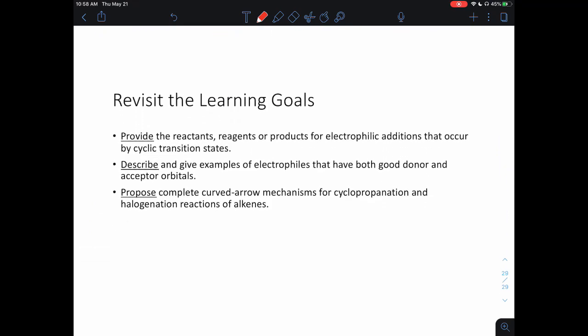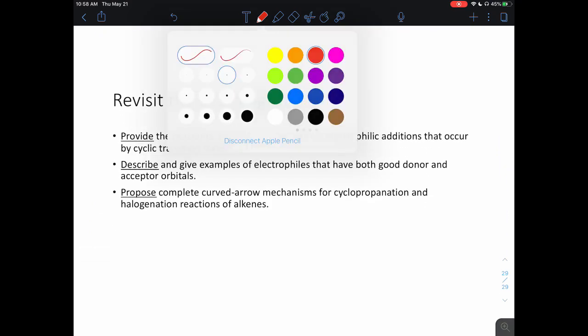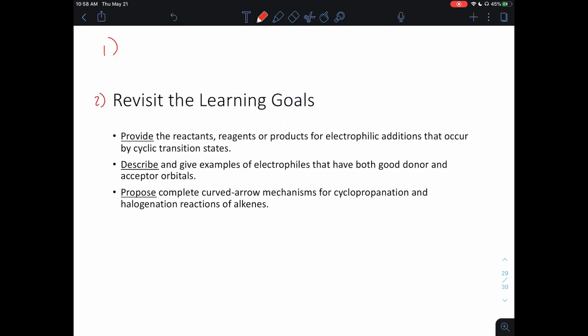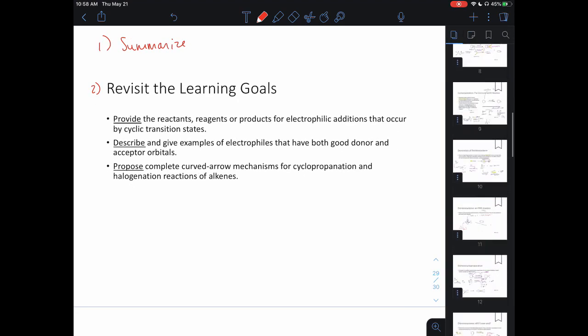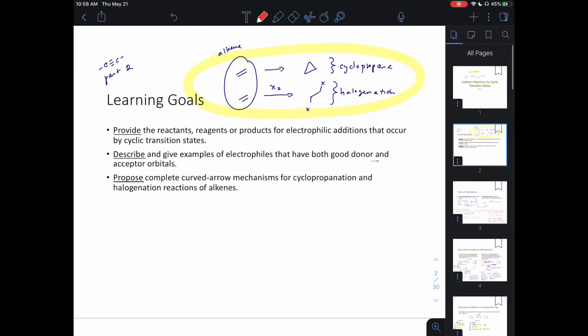I know, sigh of relief. I forgot the summary slide, so make sure that you summarize, and then you should revisit the learning goals for today. I've been summarizing as we've gone, so I'm not going to do a big summary here, but just remember what we discussed at the very, very beginning.